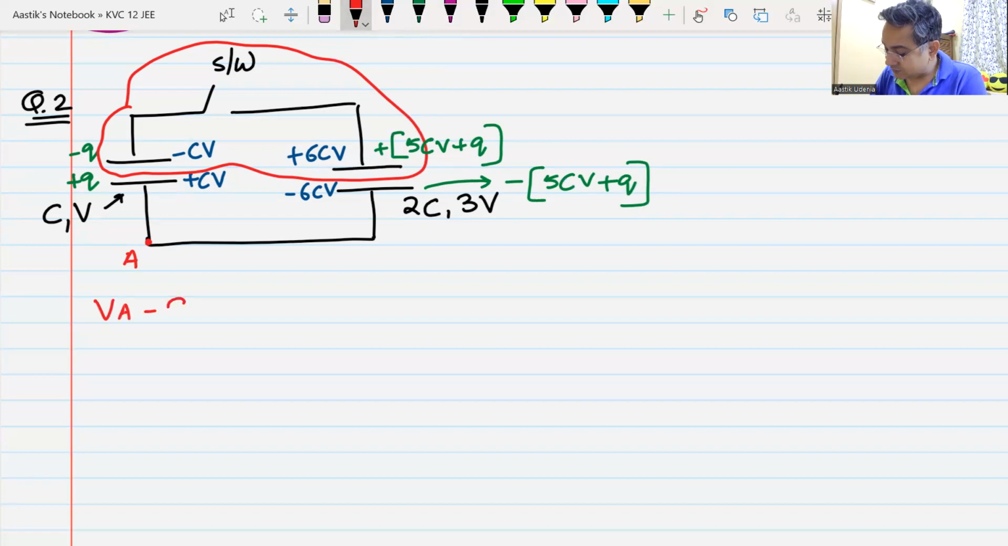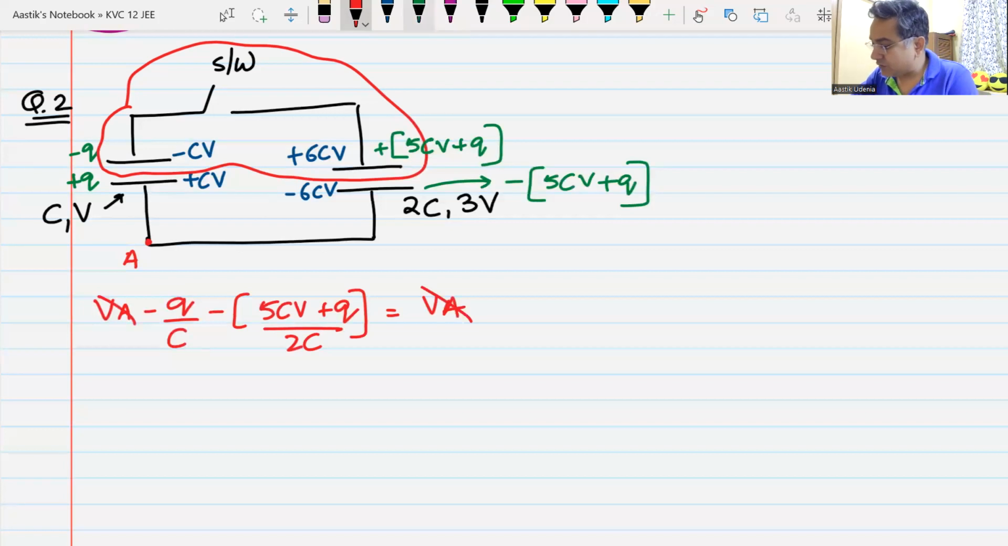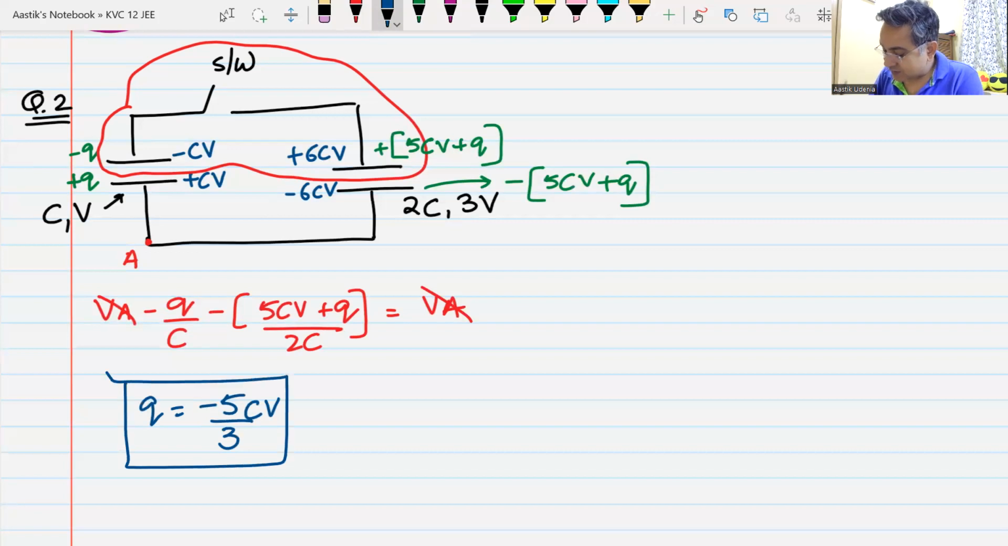VA minus Q by C minus 5 CV plus Q by 2C should be equal to VA. This should give me the value of Q. How much is the value of Q that you are getting? It's 5 by 3 CV. Plus or minus? Minus. Yes. Minus 5 by 3 CV. So that has to be your answer.